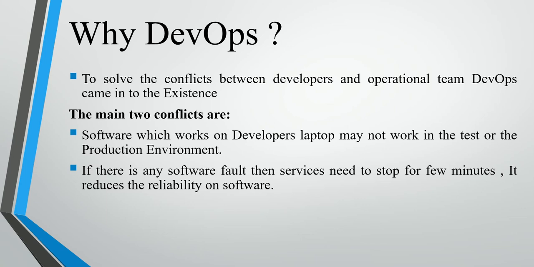The two main conflicts are: software which works on a developer's laptop may not work in the client system due to differences in configurations. And the second conflict is that if there is any software fault, then services need to stop for a few minutes. It affects the organization financially and also reduces the reliability of the software. So to avoid these conflicts, DevOps comes into existence.